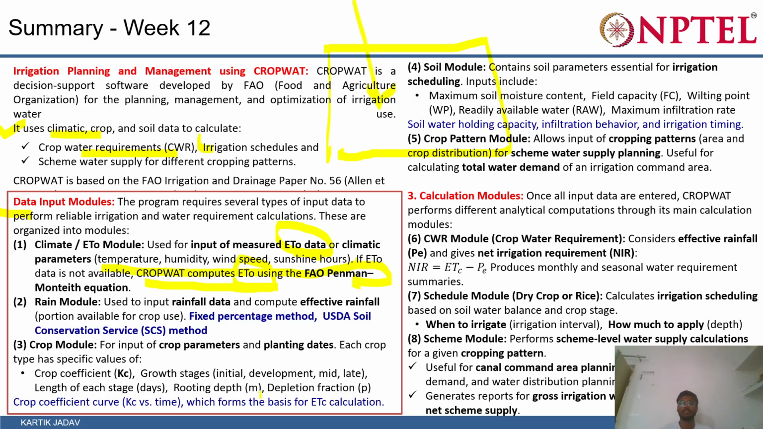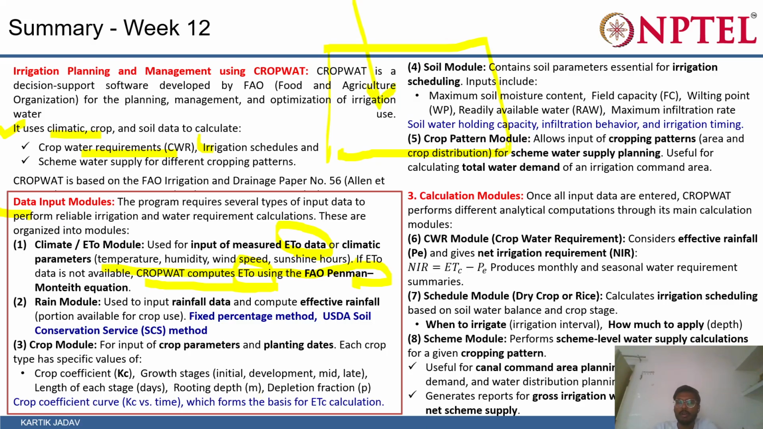Then you have a soil module. The soil module contains soil parameters and it's essential for irrigation scheduling input. That includes your maximum soil moisture content, field capacity, wilting point, readily available water, maximum infiltration rate, soil water holding capacity, infiltration behavior, and irrigation time. So all this will depend on these parameters.